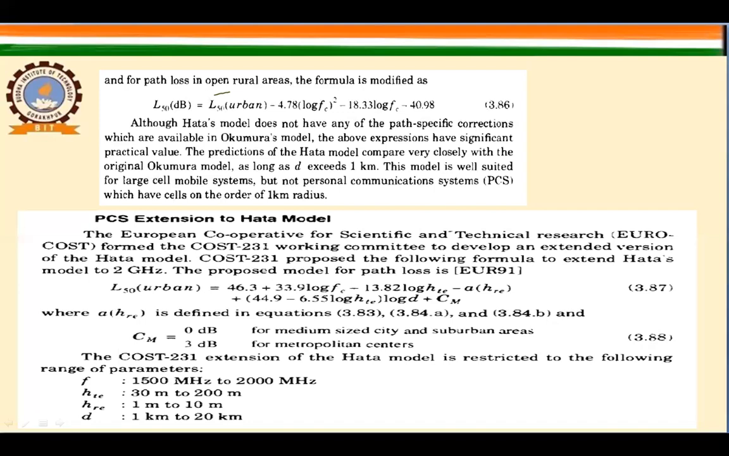So the path loss L50 in urban is equal to 46.3 plus 33.9 log of FC minus 13.82 log of HTE minus AH.